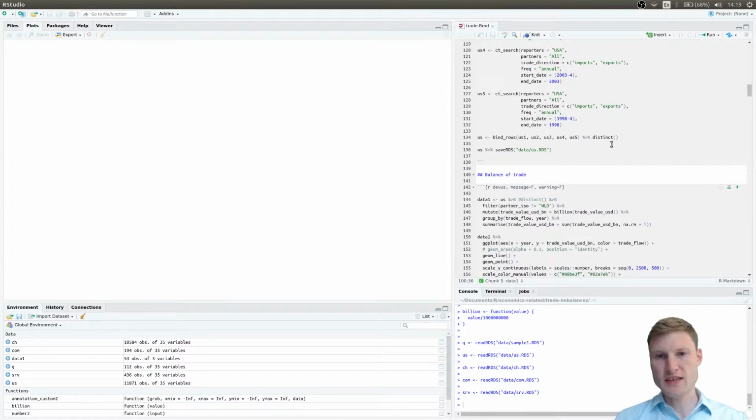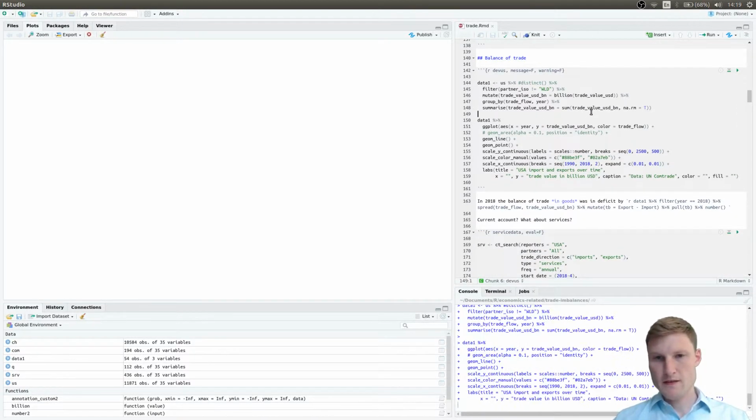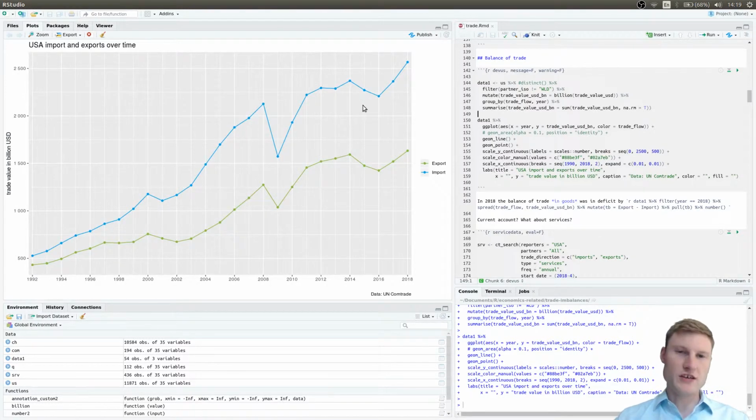And of course in international trade, what interests us most is the balance of trade in goods and maybe in services. In goods, the question is, how much more does the US import over its exports? So let's see first over time. You see here the exports and the imports.